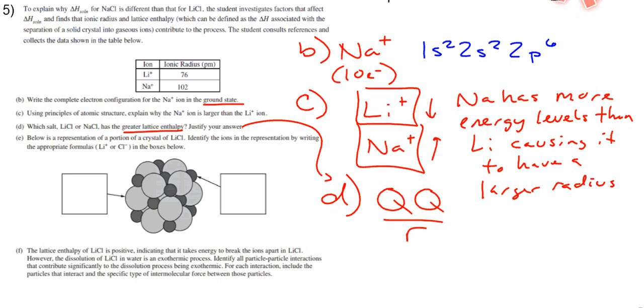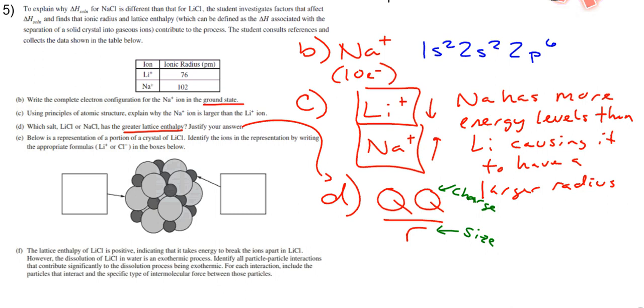You wouldn't have to write this, but if you did, you hammered it all the way home. Q is charge, R is size. So, what is not at play in this one? Charge. Why? Li and Na are both +1. Cl is the same in each. So it's not about the charge. So this is about the size.